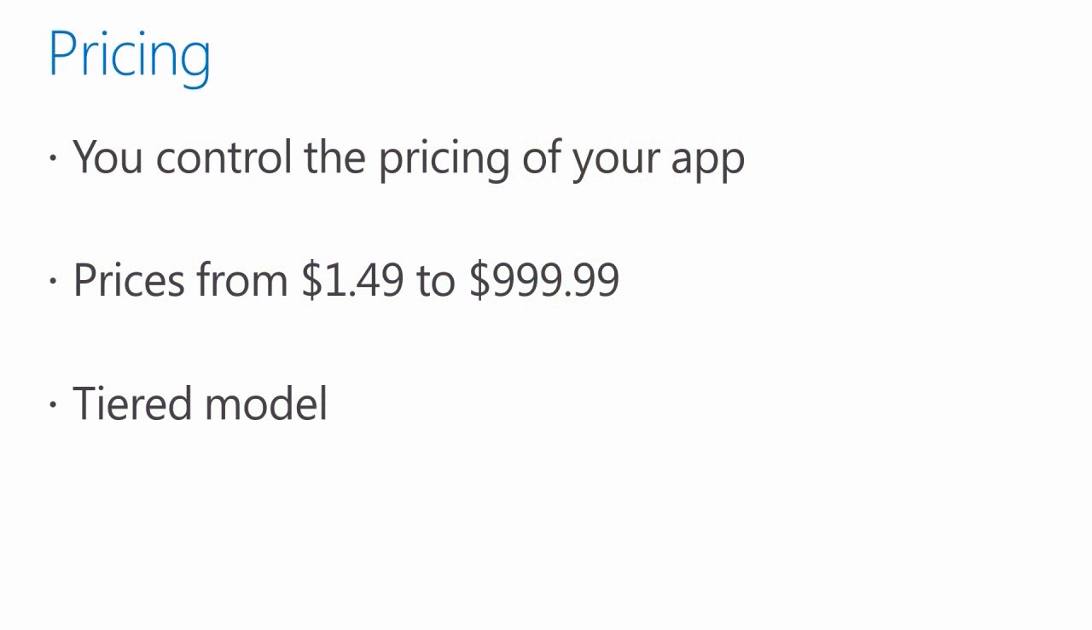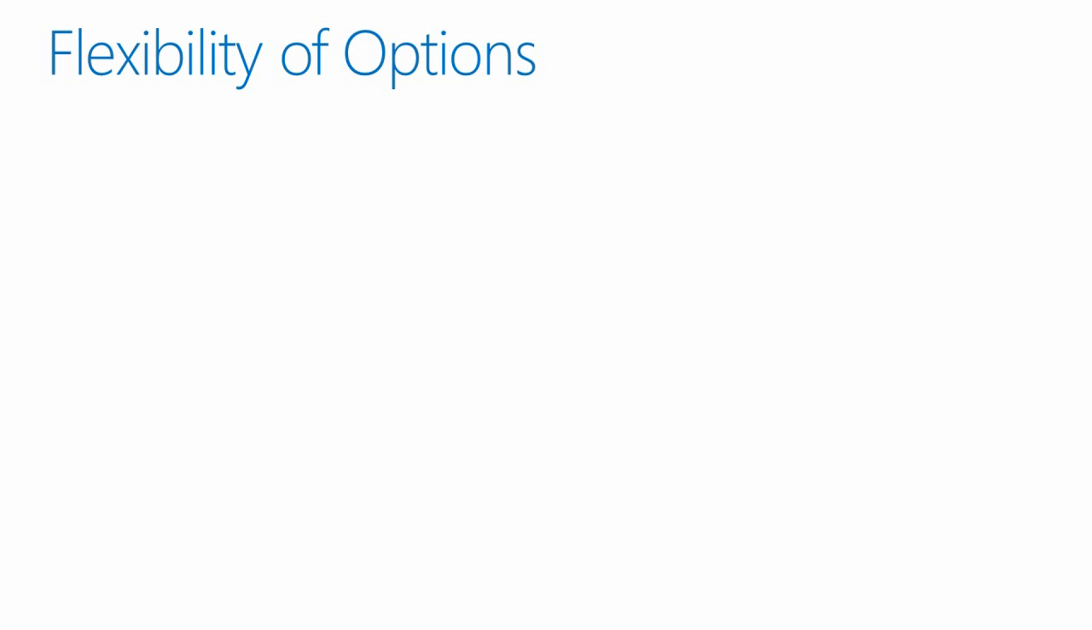You can choose from any of our price tiers that are translated into all the currencies that are supported by the Windows Store. Those price tiers range from $1.49 all the way to $999. Once you've created your price point, now you have to decide how you're going to sell your app. So when we take a look at the flexibility and the options that the Windows Store provides, we really provide 4 different options for you on how you can make money with your app.